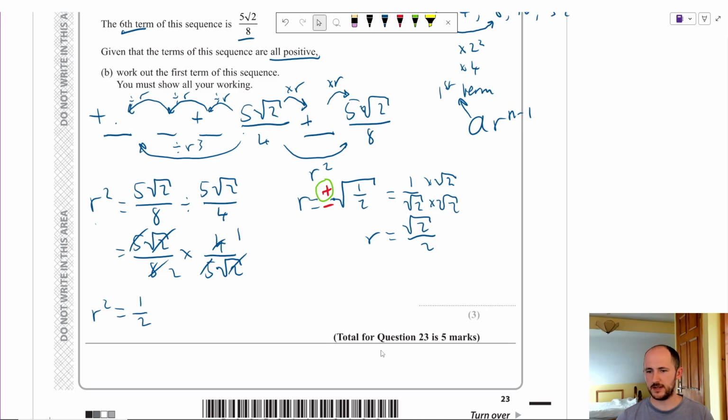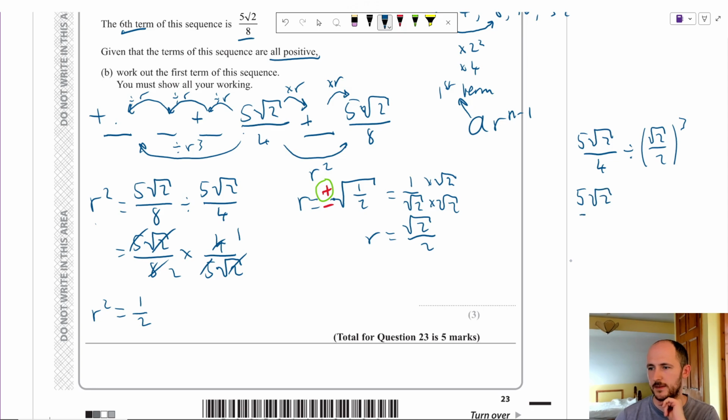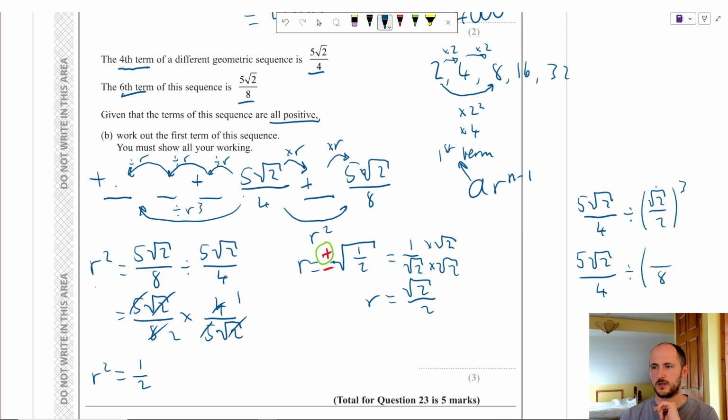I'm actually going to just do this on the side. So 5 root 2 over 4, divided by root 2 over 2 cubed. Okay, we'll do it the usual way. So we divide, that'd be over 8. When we have root 2 times root 2 times root 2, if I write that out, let me show you what it looks like.